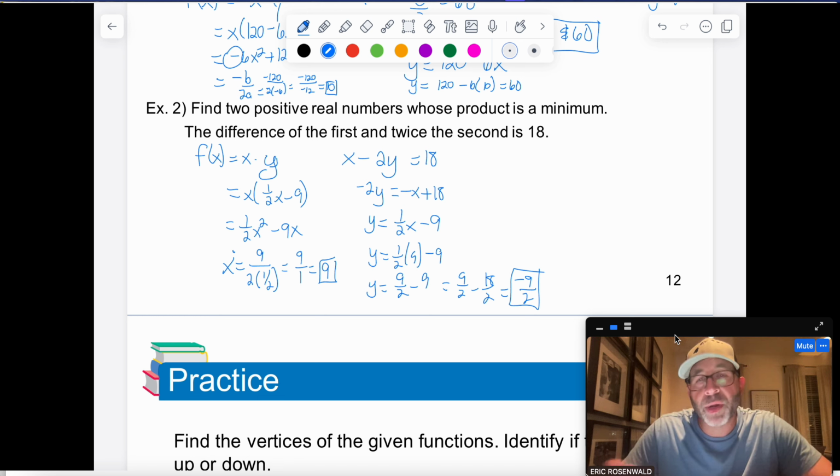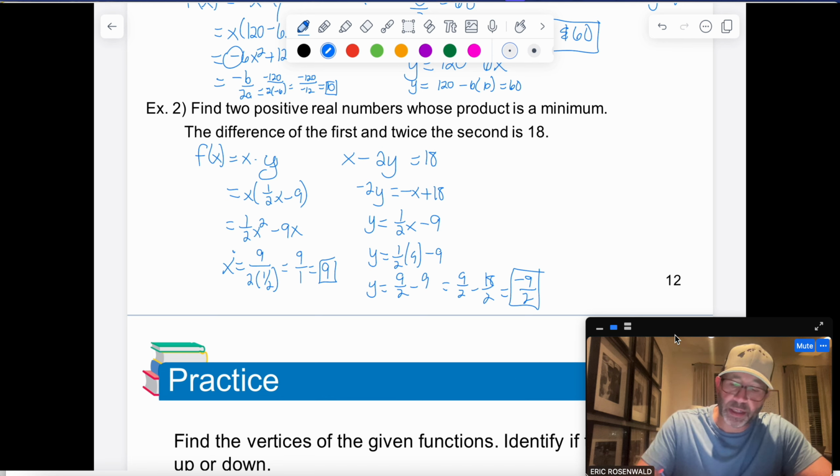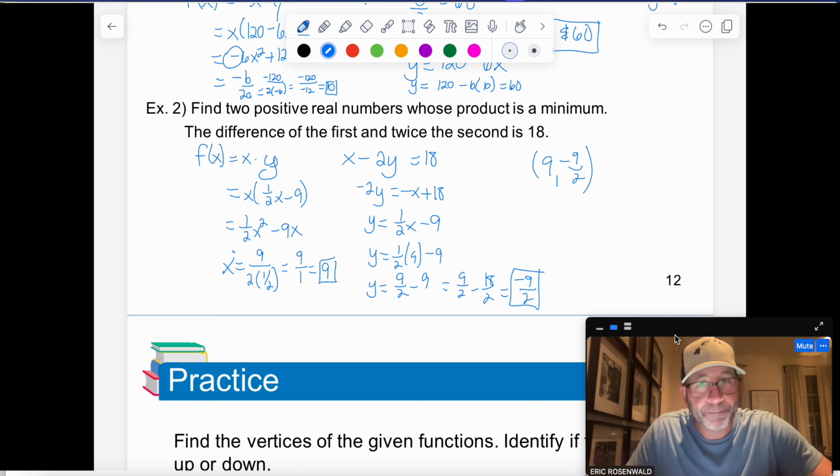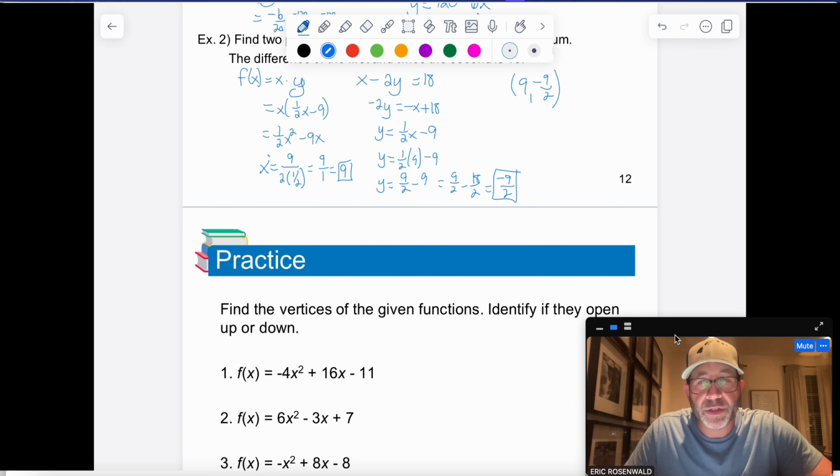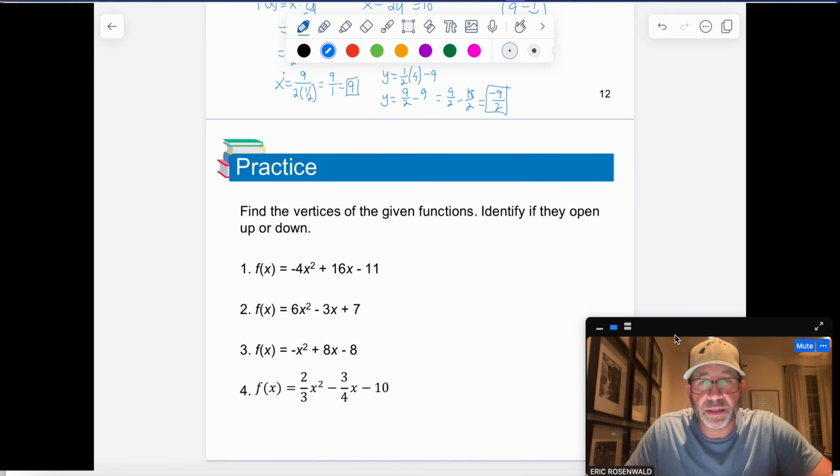So it says 2 positive real numbers whose product is a minimum. The difference of the first and twice the second. And so when we go ahead and look at this, the values are going to be 9 and then negative 9 over 2. Okay. All right, let's go ahead and move on to the last ones.